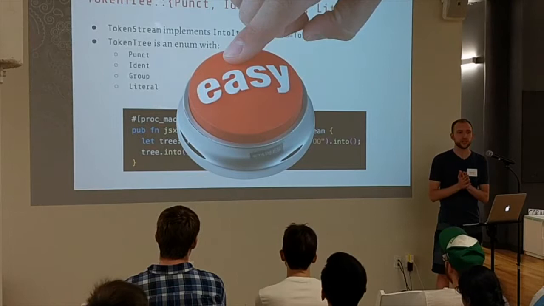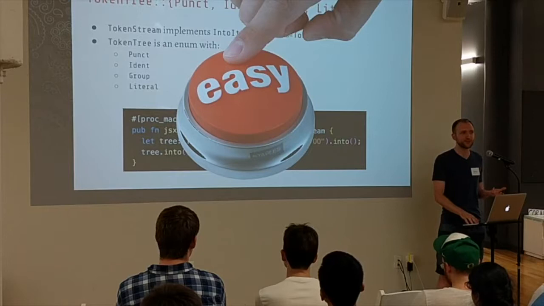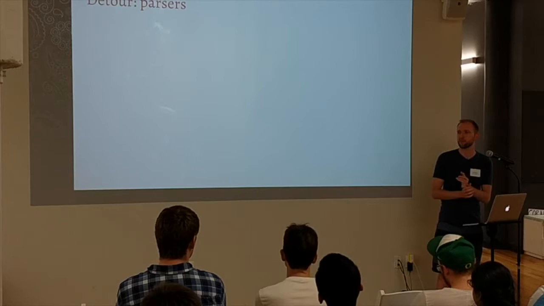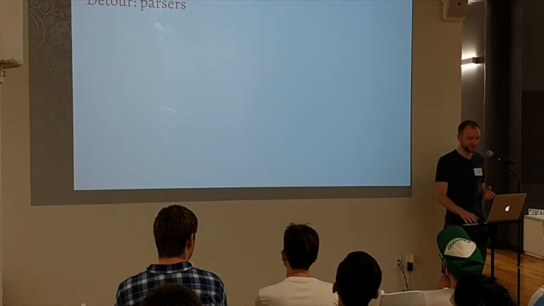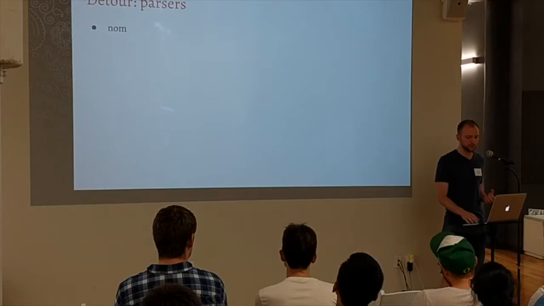Clearly we want to do more stuff with procedural macros, and if we're not going to be building them up piece by piece like that, we need some stronger, more powerful tools. For this, we're going to be using the nom library, which is a parser combinator library, and it's nice. I like it.